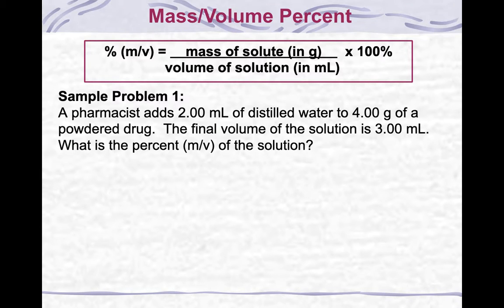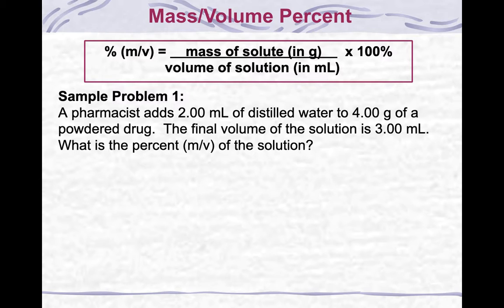So the first sample problem: a pharmacist adds 2 mL of distilled water to 4 grams of a powdered drug. The final volume of the solution is 3 mL. What is the percent as a mass volume of the solution?